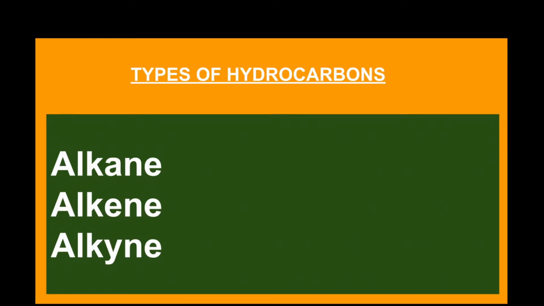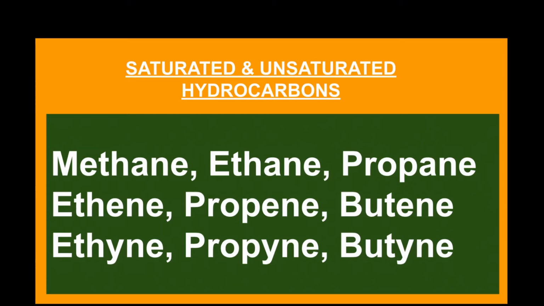Alkanes are those which have single bond between carbon atoms. Alkenes have double bond between carbon atoms, and alkynes have triple bond between carbon atoms. They are divided into two categories: saturated hydrocarbons and unsaturated hydrocarbons. Saturated hydrocarbons means which have got a single bond between carbon atoms. Unsaturated hydrocarbons have double bond between carbon atoms or triple bond between carbon atoms.